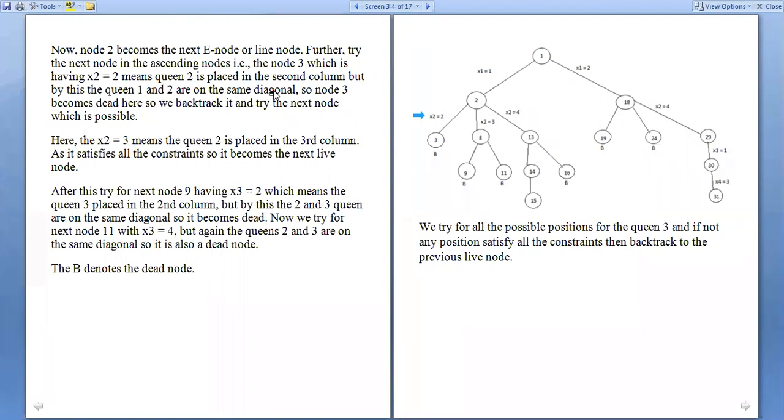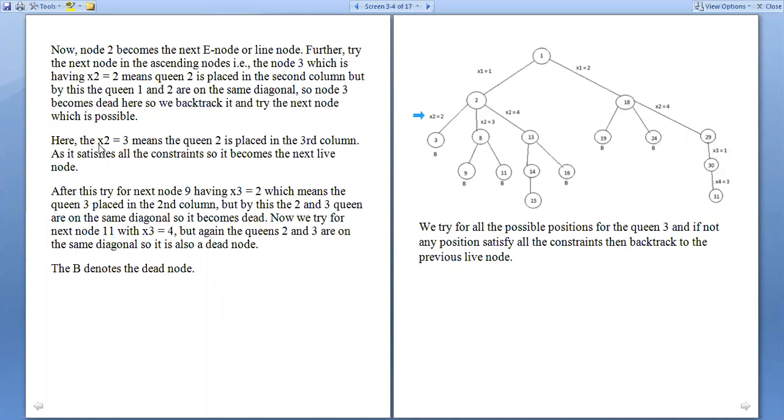Second row, second column, queen 2. There is a diagonal attack. So node 3 becomes the dead node here. So we backtrack and try the next node, which is possible. You need to backtrack to the previous node and again try to find the next node.